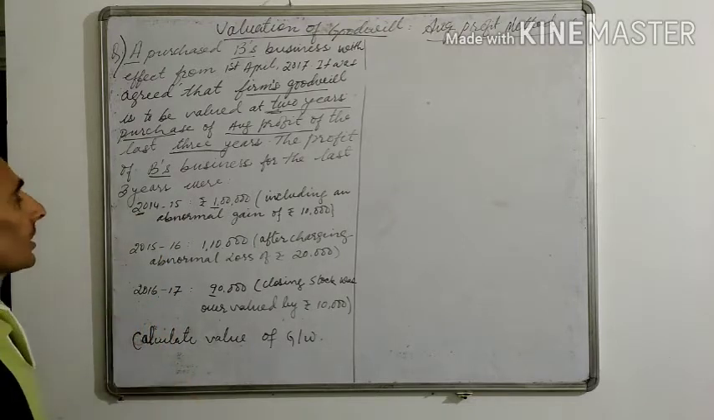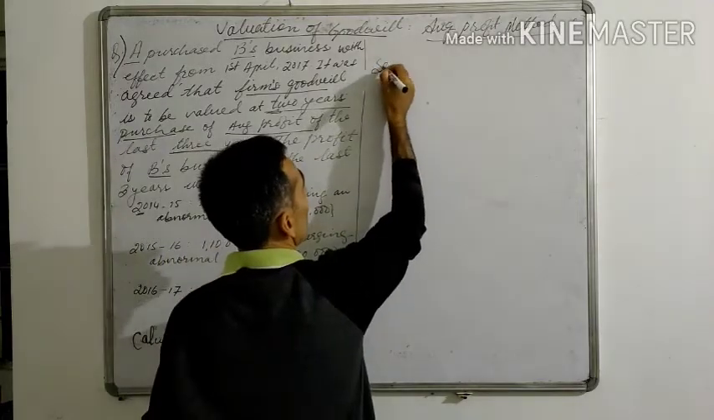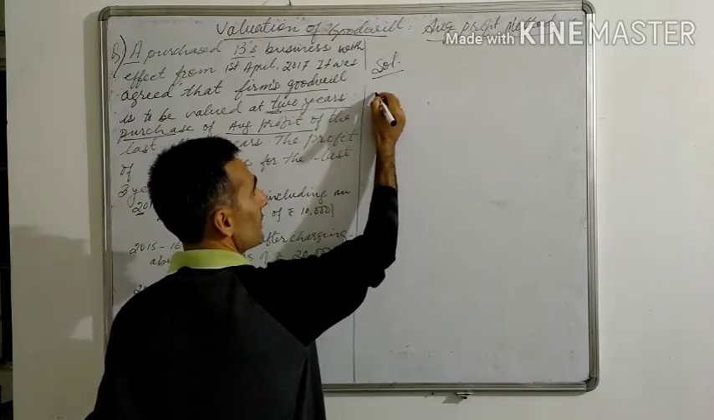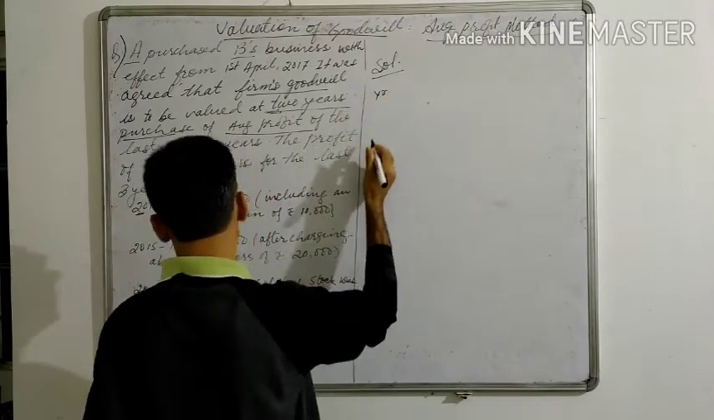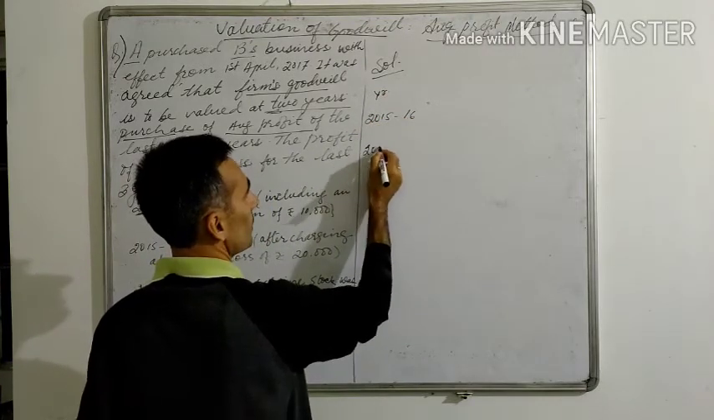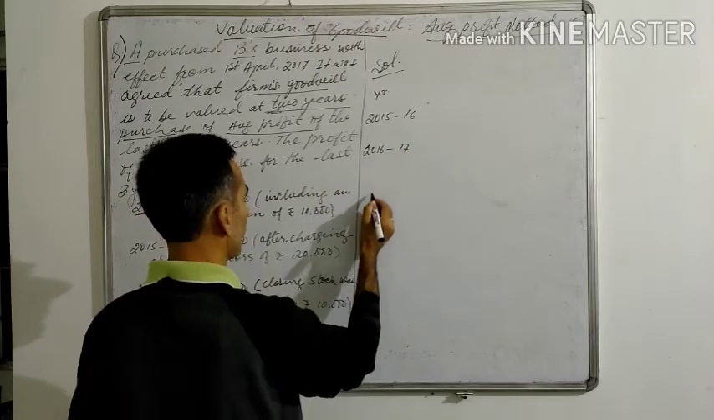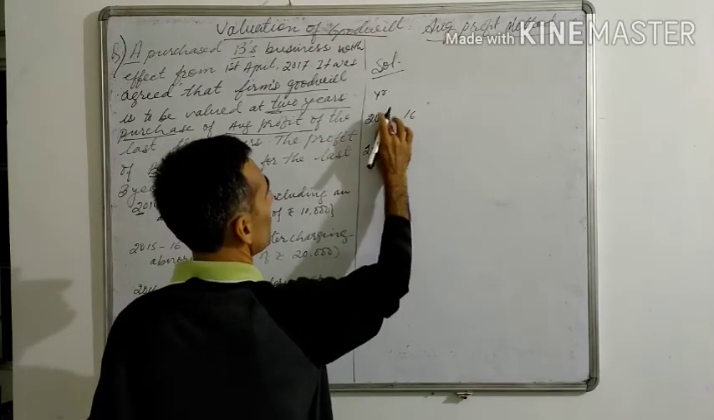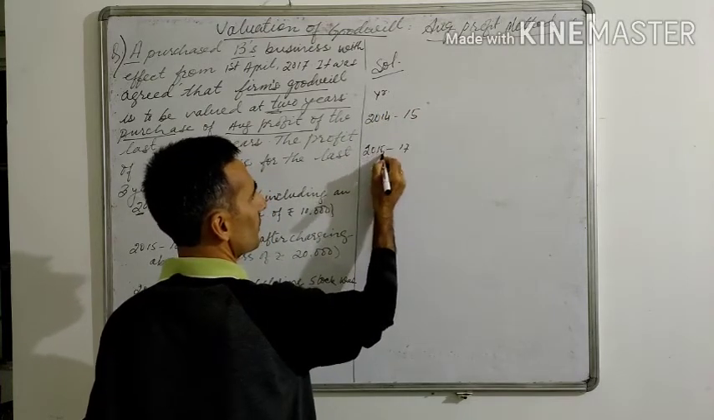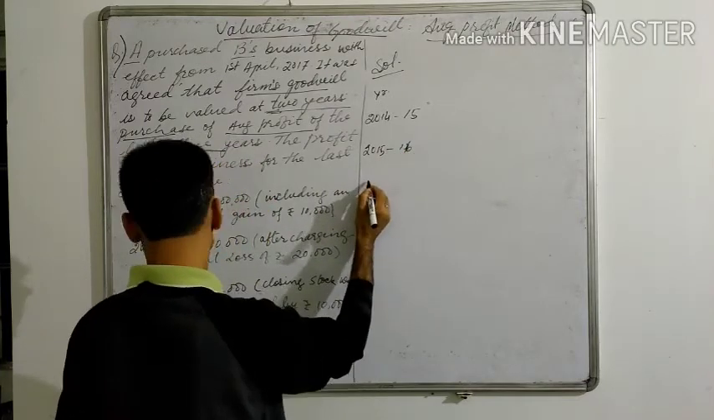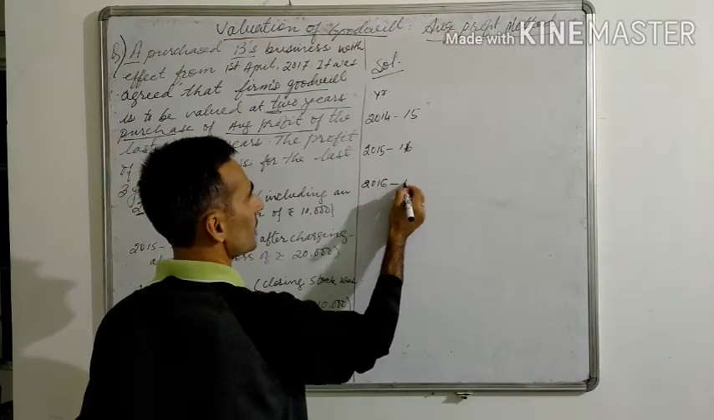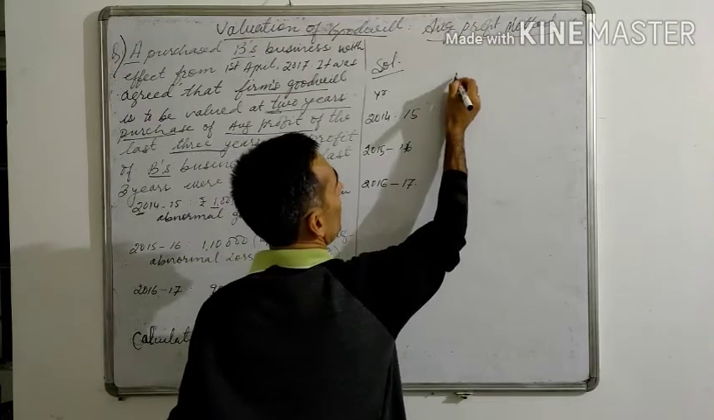Now, how to do the sum on this? Check the solution here. Let's write the years here: 2014-15, 2015-16, 2016-17. Profits.